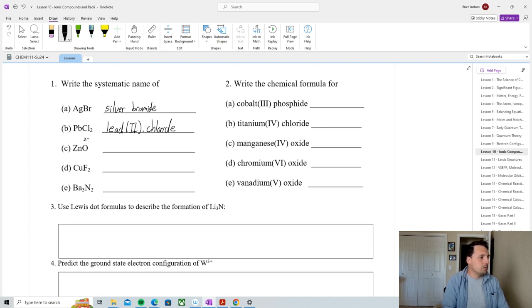Oxygen is going to be 2-, and zinc is 2+, and it's a fixed charge. So this is zinc oxide. Copper can be +1 or +2. Since fluorine is -1, this has to be copper 2. Or we could write cupric fluoride. So copper 2 or cupric fluoride.